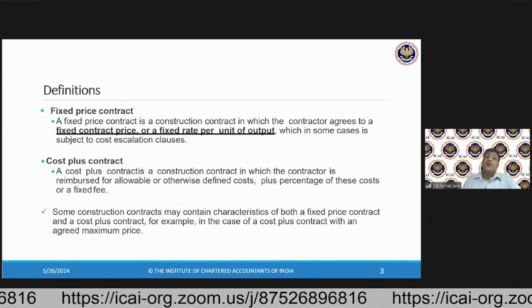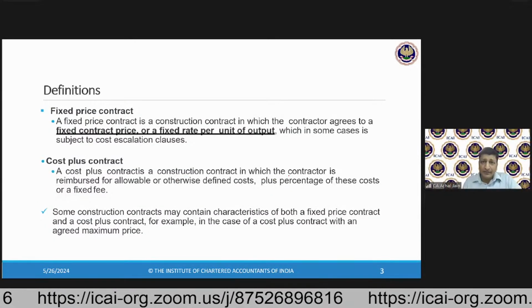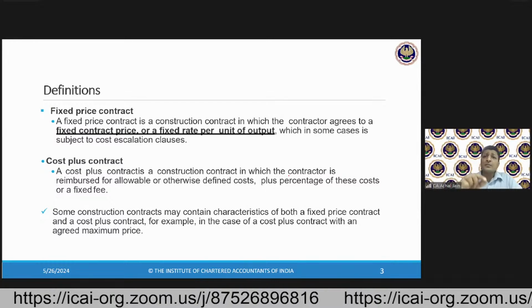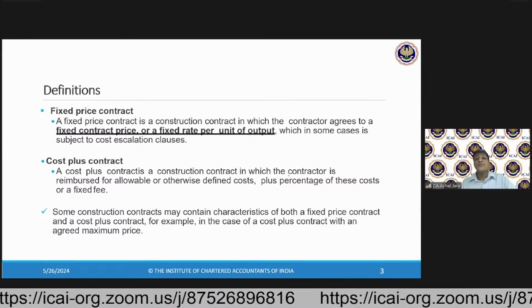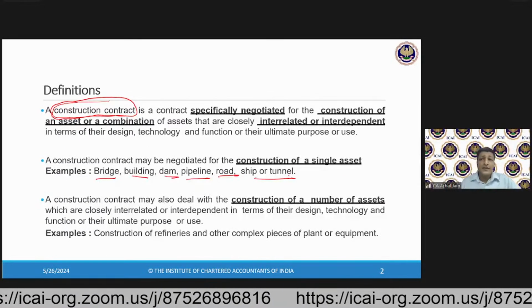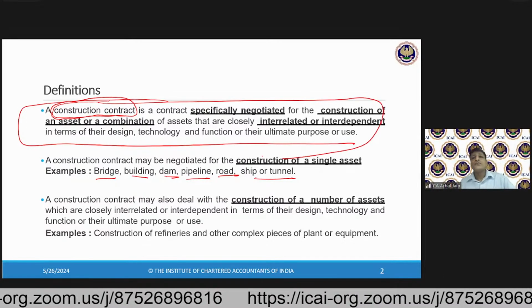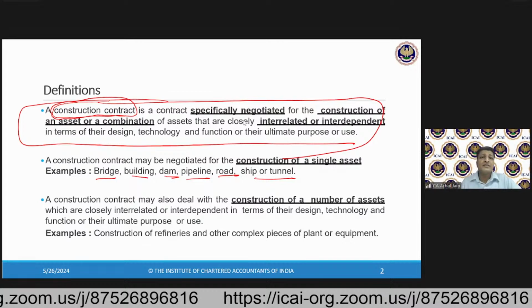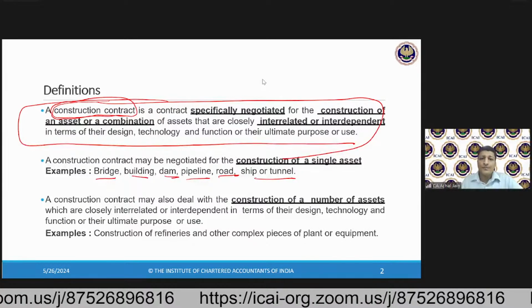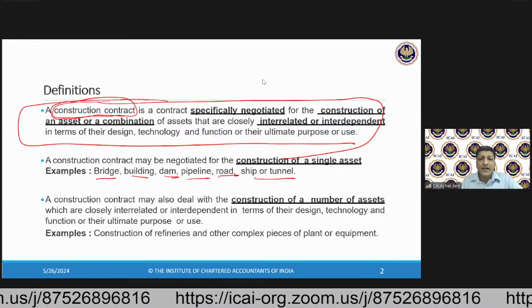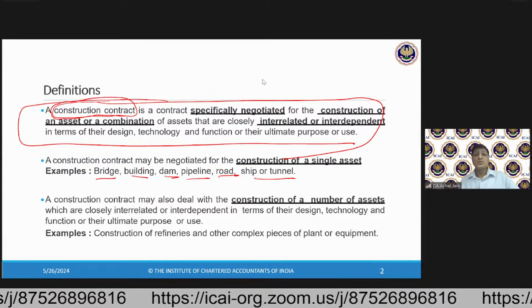Okay. And only if it is a construction contract, it will fall within the purview of AS7. If it is not a construction contract which meets this criteria that we have discussed now, will it fall within the purview of AS7? The answer is no. Okay. Yeah. Answer is no.